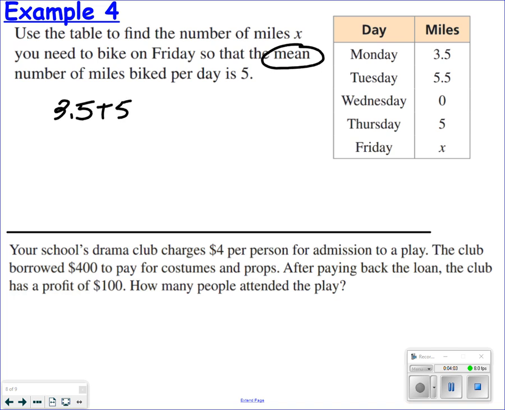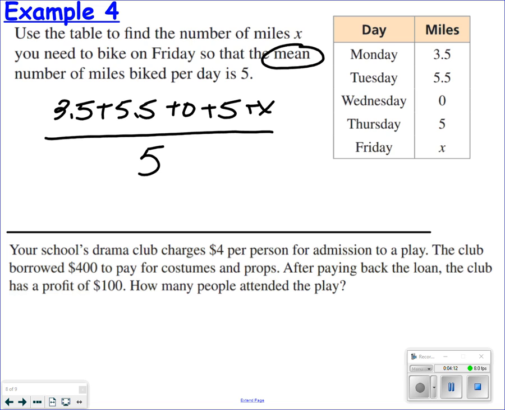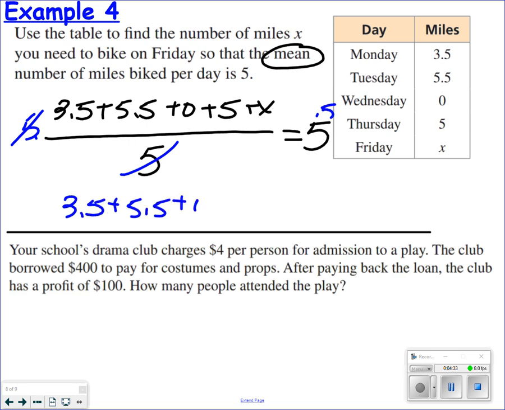Average, you add up all the numbers and divide by how many numbers there are. So there happen to be 5 numbers, and I want the average to equal 5. So again, the word mean stands for average. Remember we talked about that big fraction bar last time. Anytime you see the big fraction bar, you would multiply both sides to get rid of the denominator. So now I'm down to 3.5 plus 5.5 plus 0 plus 5 plus x is equal to 25.